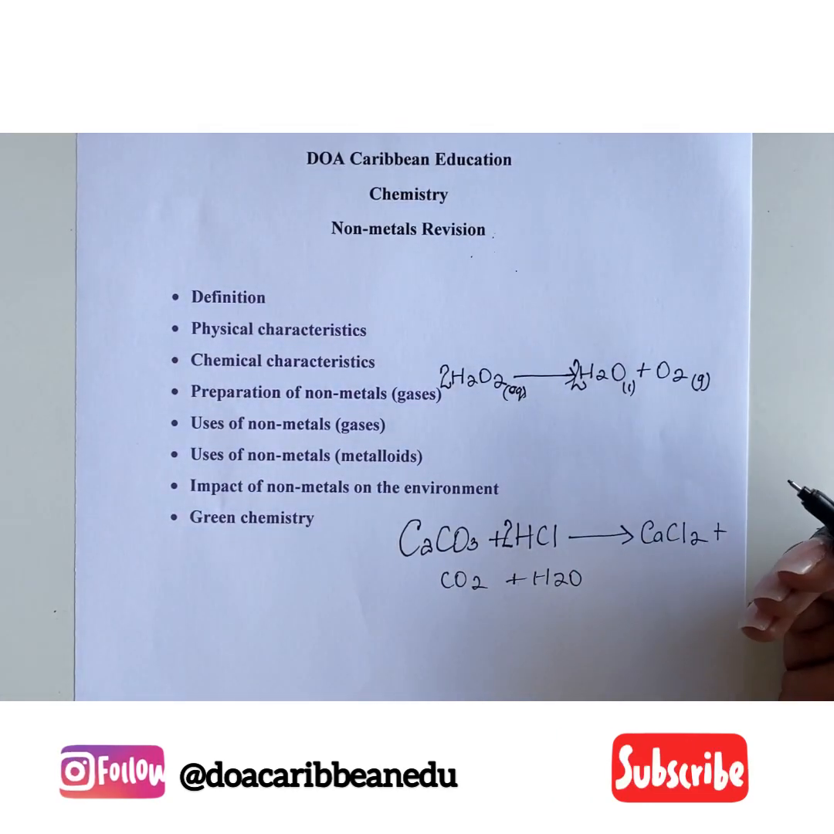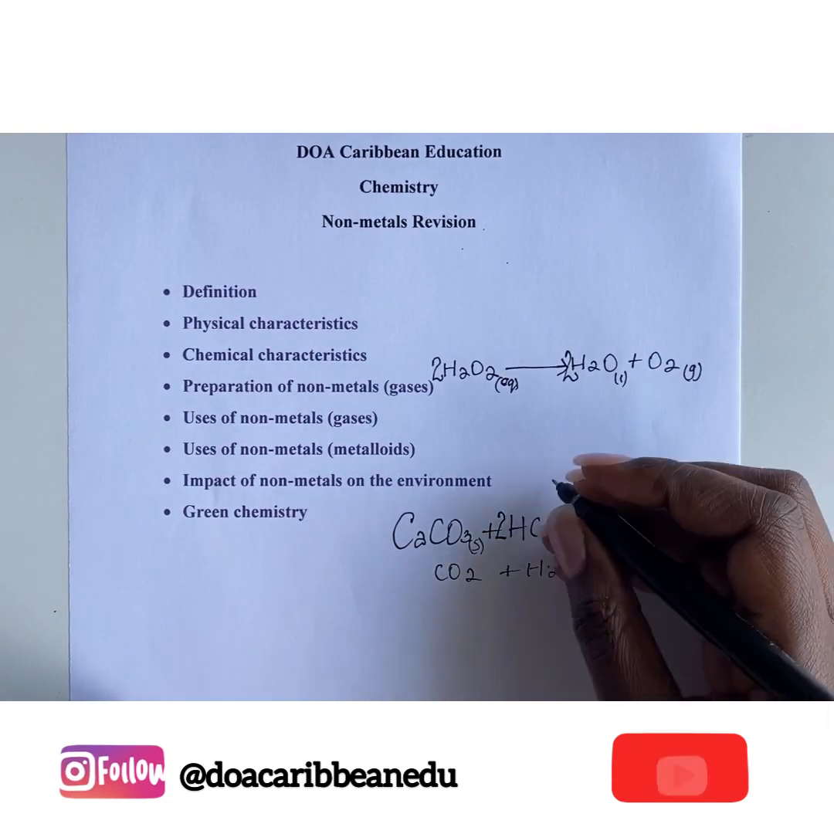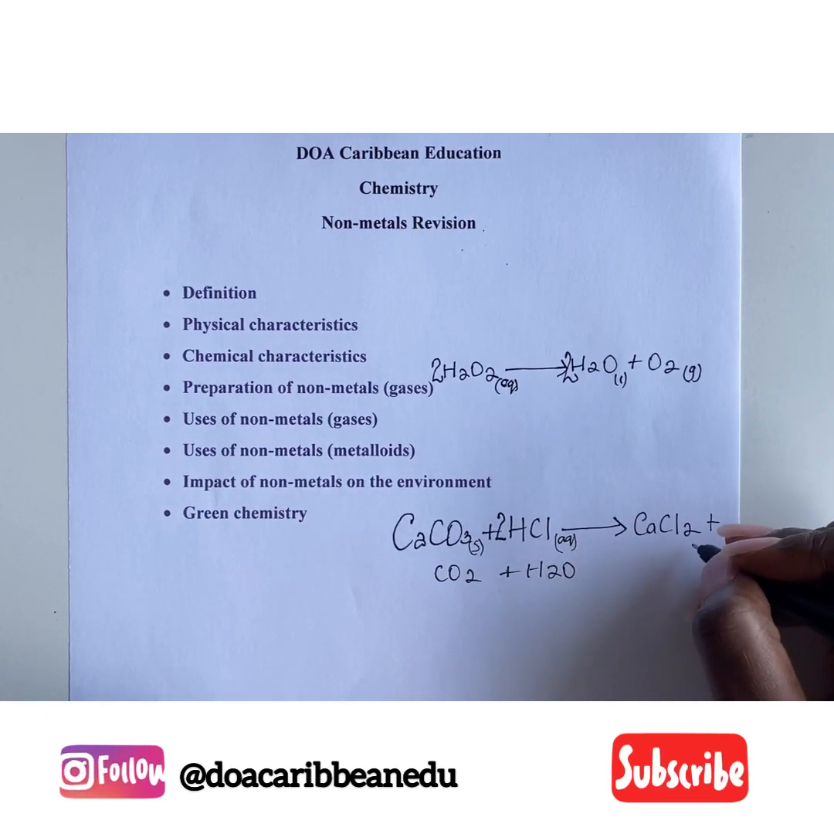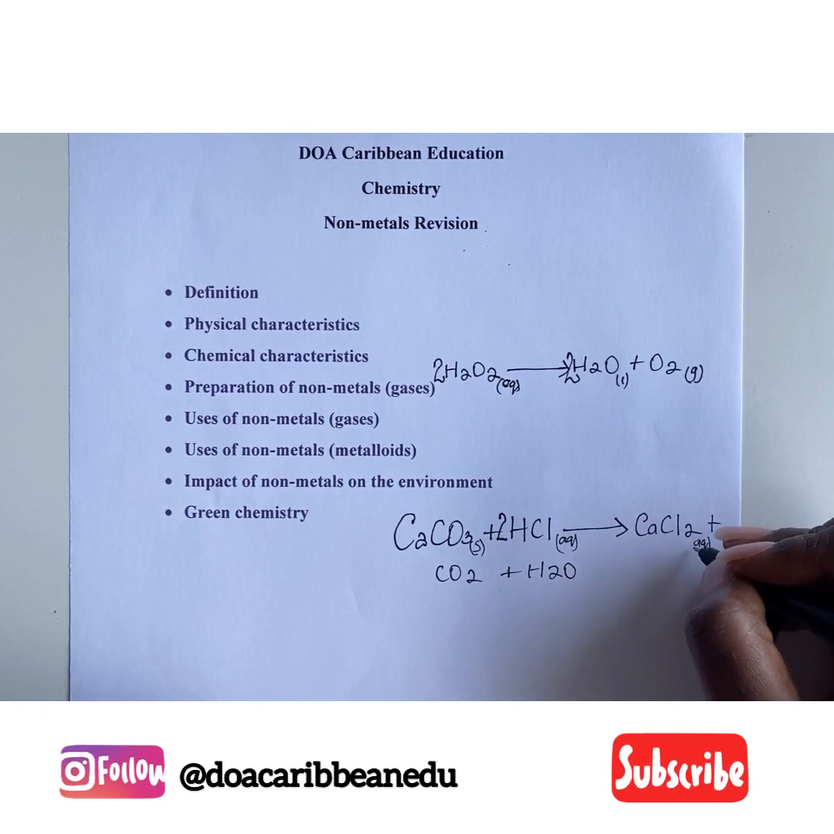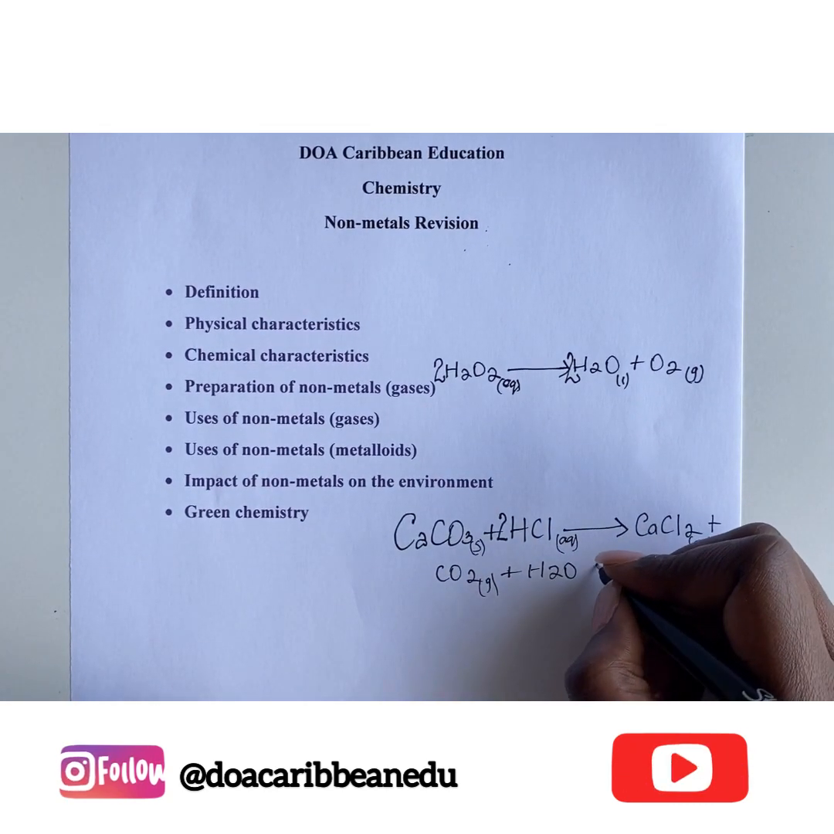Remember the state symbols. Calcium carbonate here is a solid. This is an acid, so it's aqueous. This salt is also aqueous. Carbon dioxide is a gas, and water is a liquid.